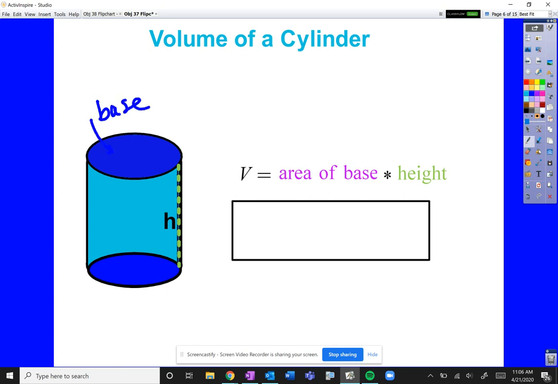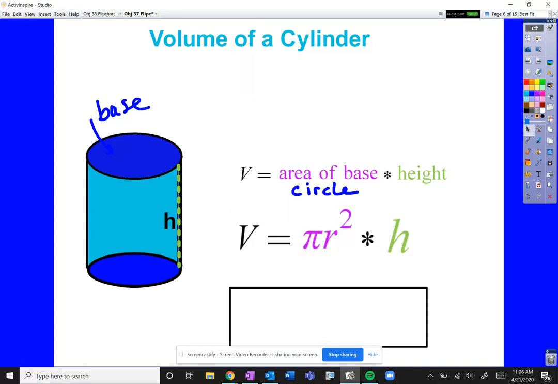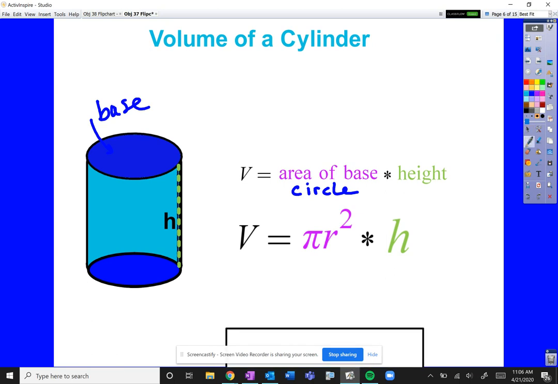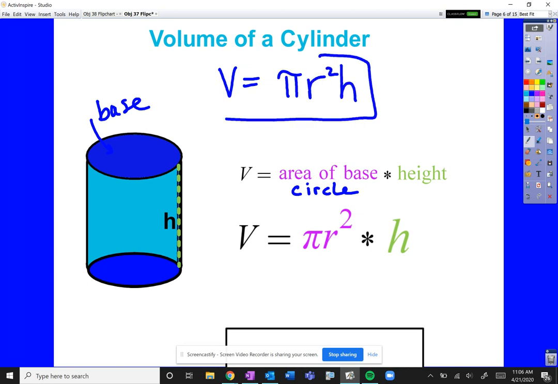So here's our base that's on the top here. But instead of length times width, because it's not a rectangle, we know that our base is a circle. And we know that the area of a circle is pi r squared. So the volume of a cylinder is simply pi r squared times h. So our formula should be volume equals pi r squared h. That's what should go on our note sheet.